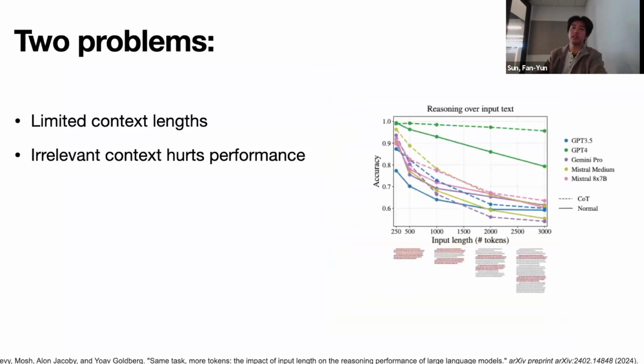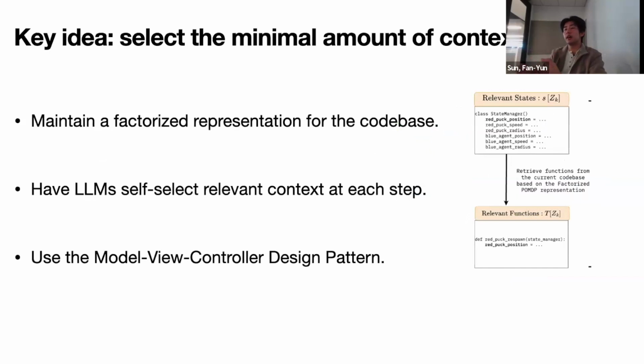There are two problems in this. First, when the code base is long, it can potentially exceed context length. The second thing is we know from previous papers that irrelevant context can hurt language models' performance. So the idea is to select the minimal amount of context we need for the subproblem that we're tackling.